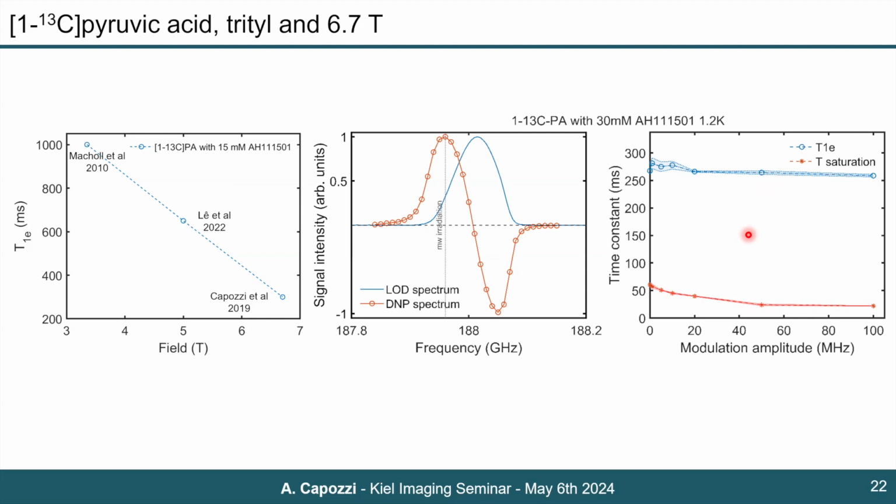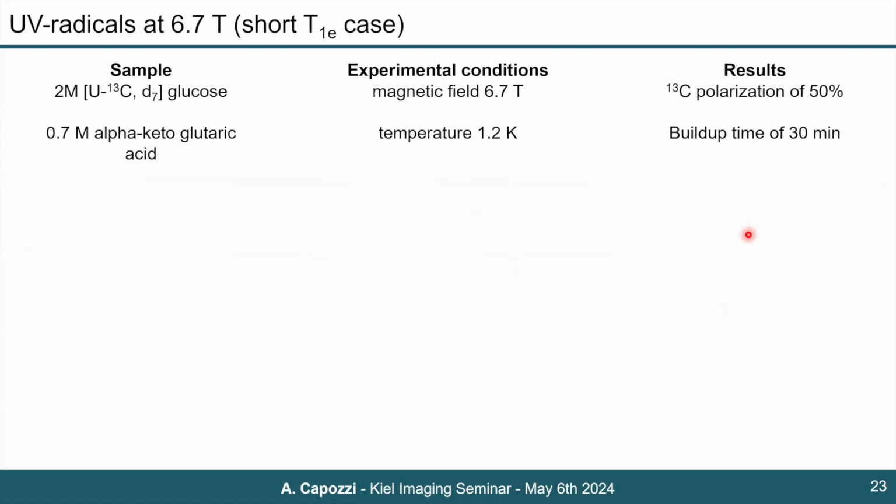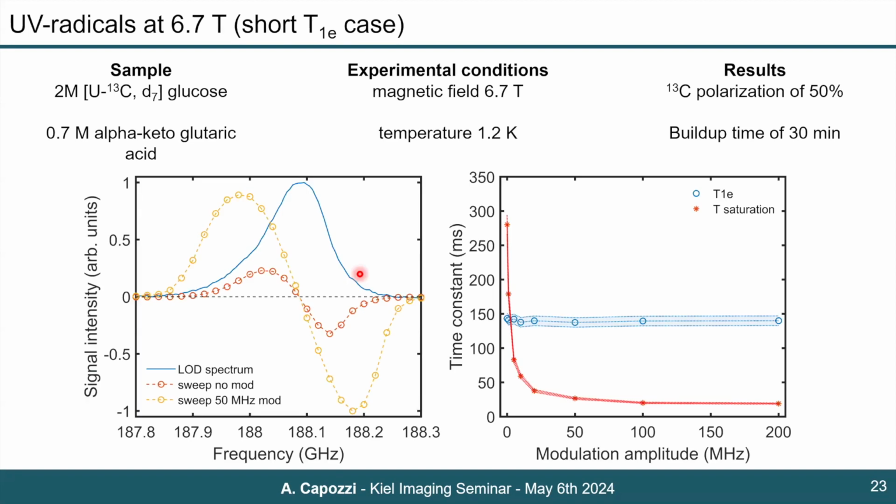So what happens to other formulations? For instance, UV radicals, that is my favorite topic. So these radicals are a little bit different. They show much shorter T1. The T1 is between 5 and 10 times shorter than trityl. And if you do DNP at 6.7 Tesla with monochromatic irradiation, you see that the enhancement is pretty bad. So you don't get more than, for instance, 10% polarization on carbon. This was a glucose sample, for instance.